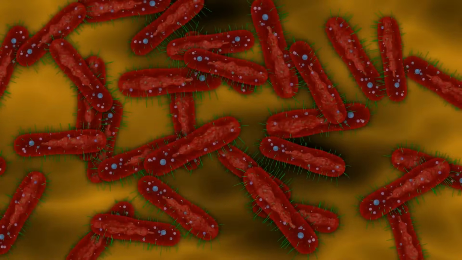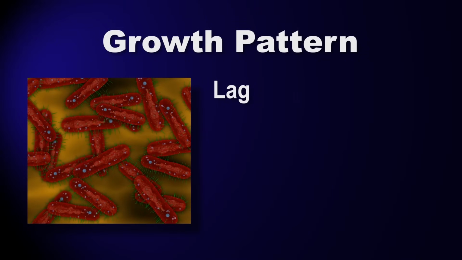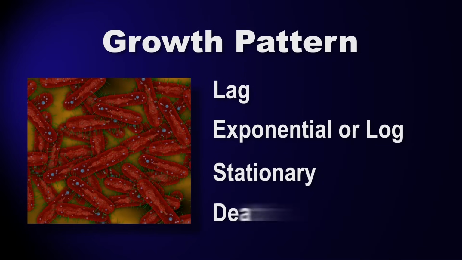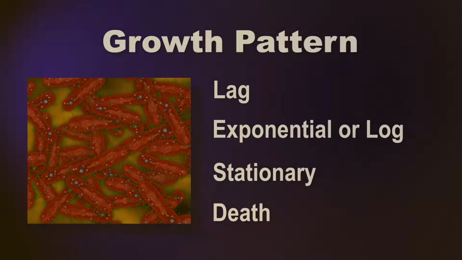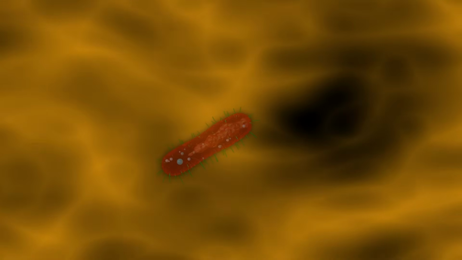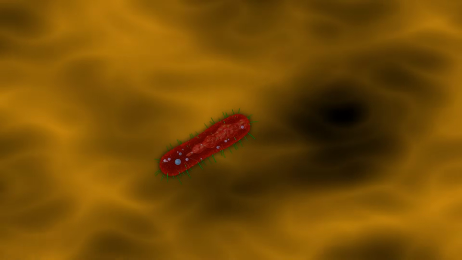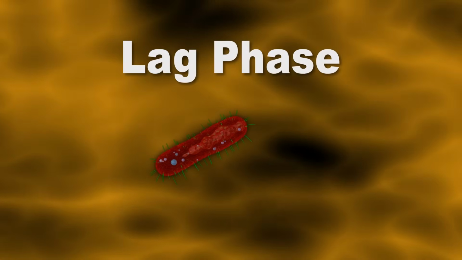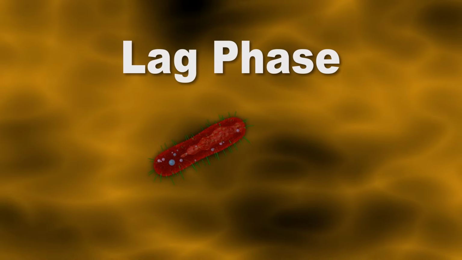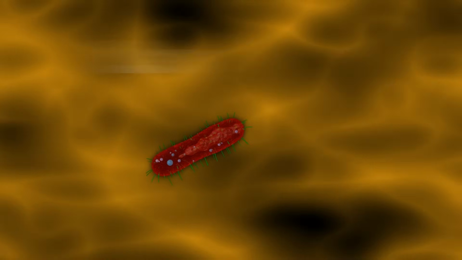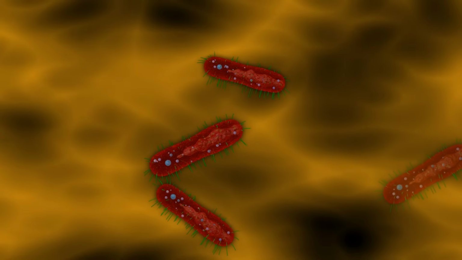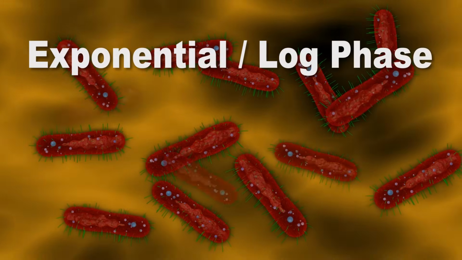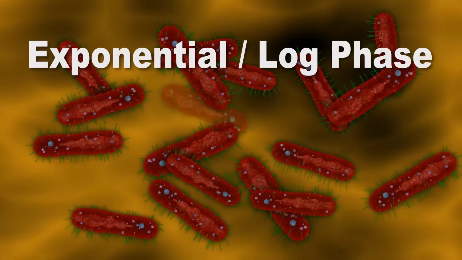The growth pattern has four phases: lag, exponential or log, stationary, and death. When a cell is first introduced to fresh media, it has to adapt to its new environment. This creates a lull or lag in the growth timeline. After the organism adapts, the batch takes off. The cells begin dividing at a constant rate, an exponential or logarithmic or log increase, doubling, then doubling again, and on and on.